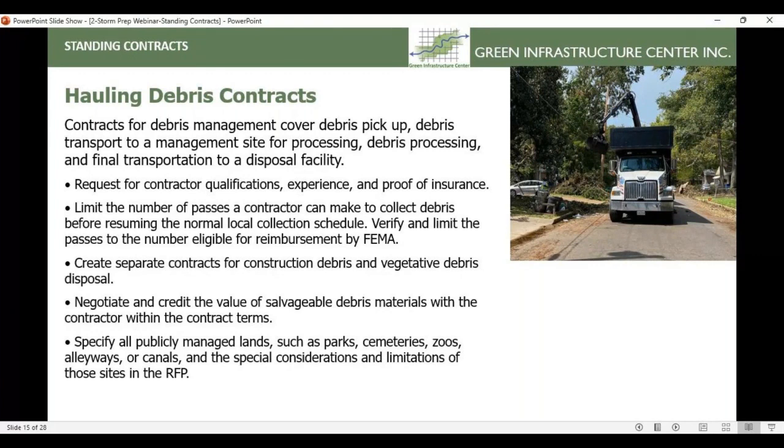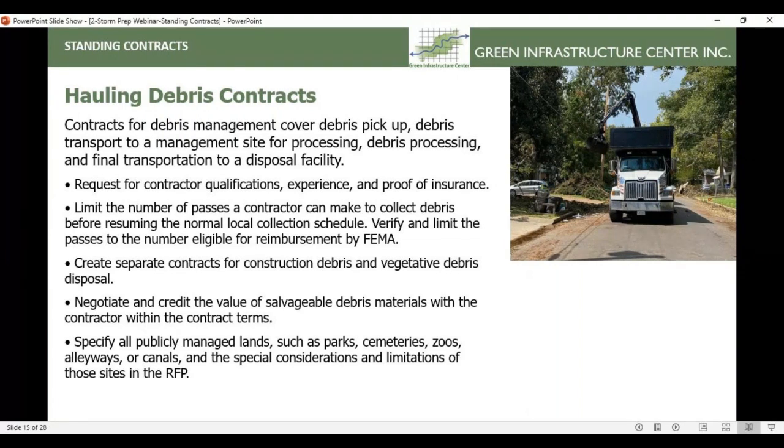Some things to think about when you're developing these debris contracts for hauling is request for the contractor qualifications, experience, and proof of insurance. You want to make sure to limit the number of passes a contractor can make to collect debris before resuming the normal local collection schedule, and make sure to verify and limit the passes to the number eligible for FEMA reimbursement. So FEMA likes to see an end date on the number of passes that are going to happen to collect debris. So it's not just open-ended, constant debris collection.